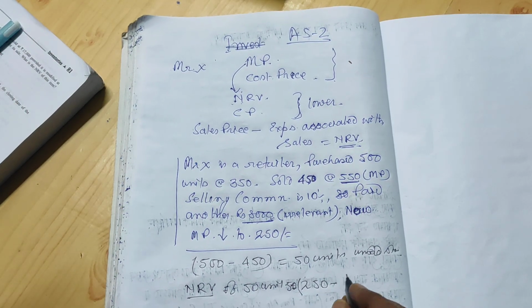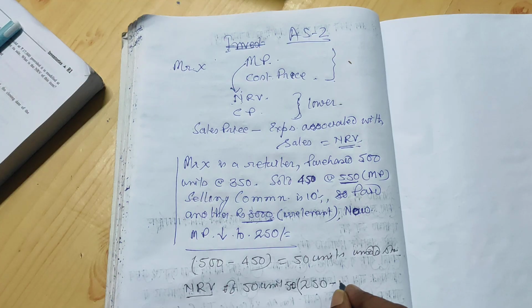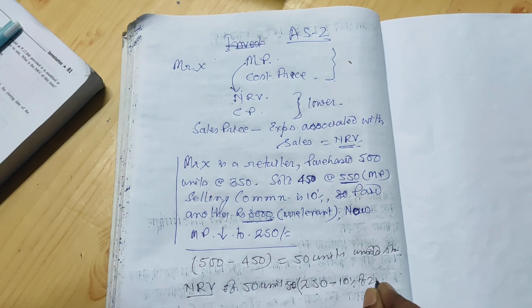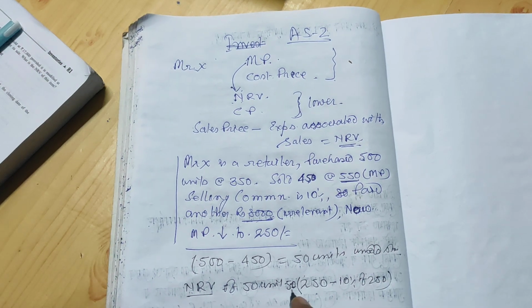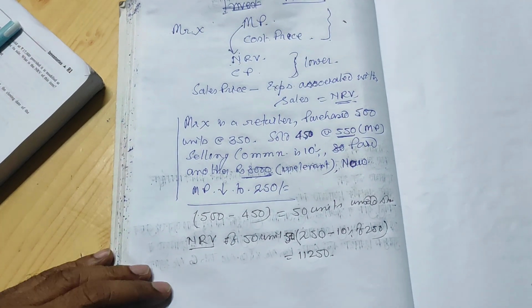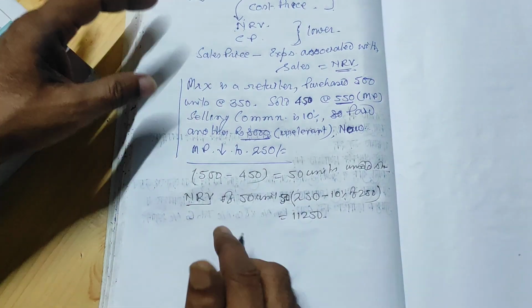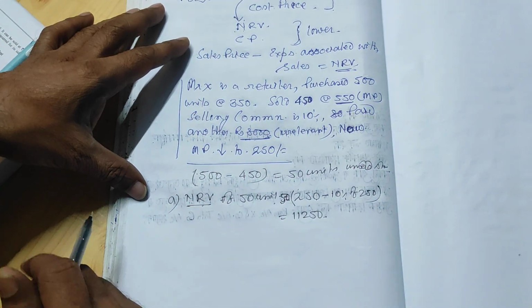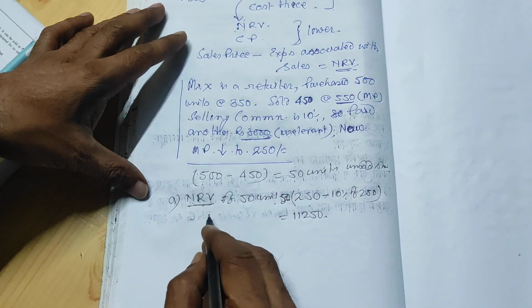Bracket 250 minus selling commission 10% of 250. So 50 into that comes to rupees 11,250. So you get one NRV, this is nothing but your NRV.